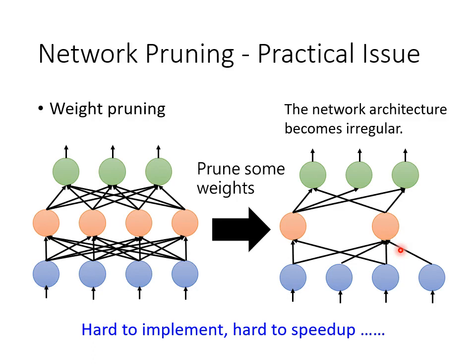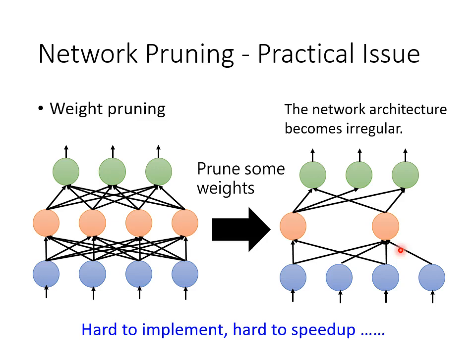Even if you eventually implement such a network, you might find it hard to use the GPU acceleration. The acceleration of GPU is to consider the calculation of network as matrix multiplications. So when the network is irregular, it becomes difficult to speed up with matrix multiplication.